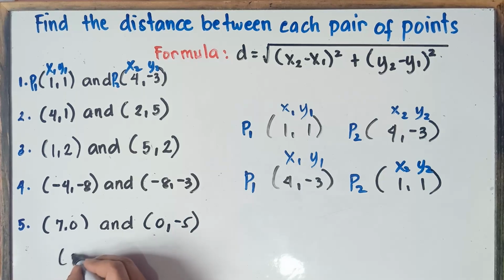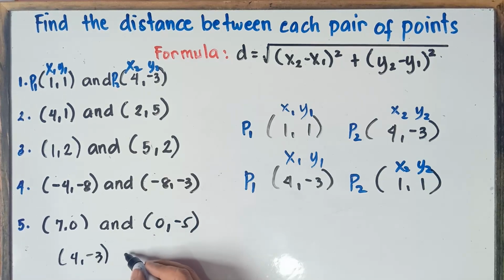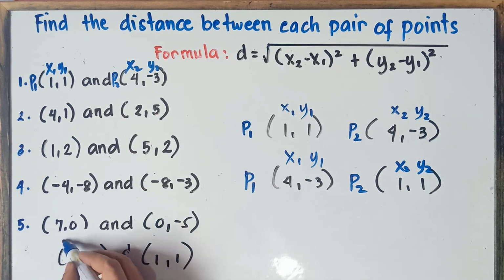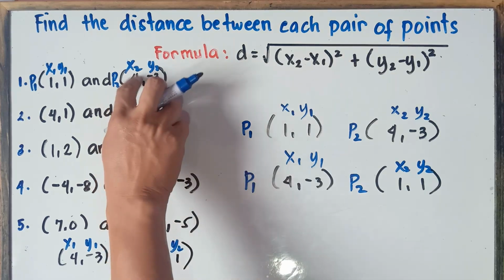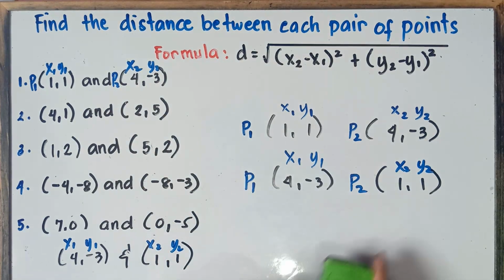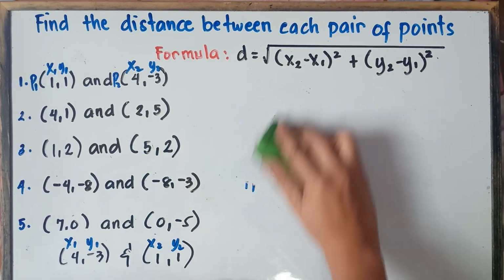So we have (4, -3) and then the other one, (1, 1), and this will be x sub 1, y sub 1. Let's check later if we have the same answer with regards to this number 1. Alright, so let's start with example number 1.